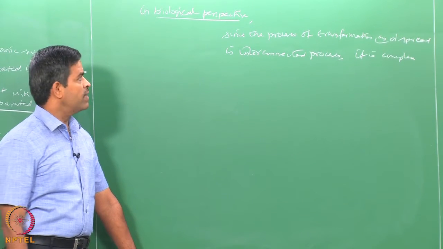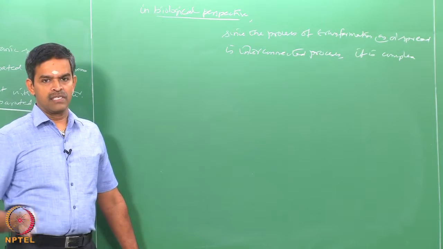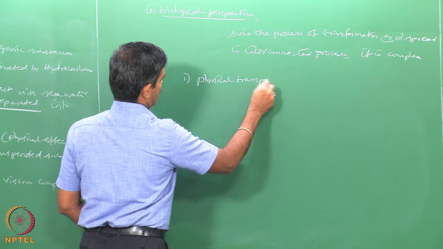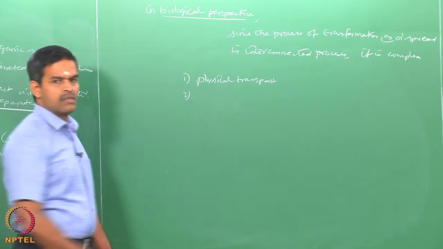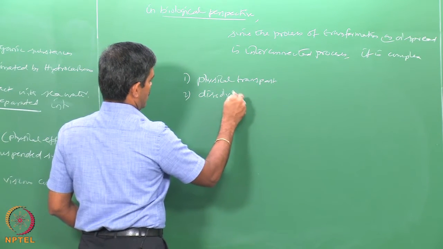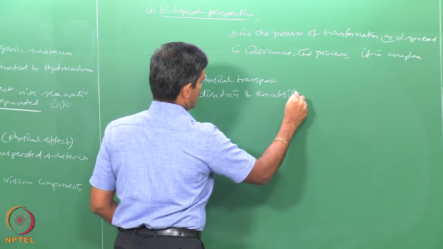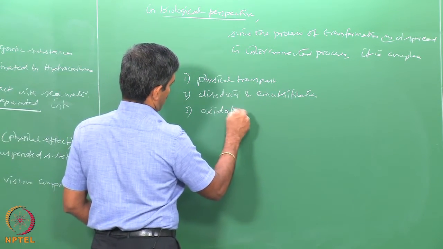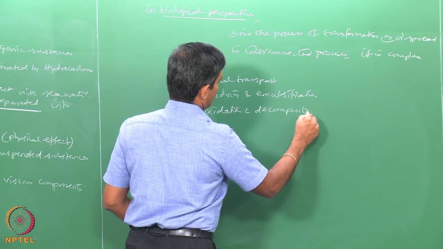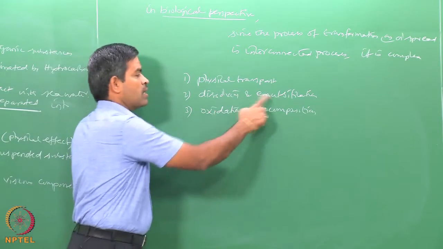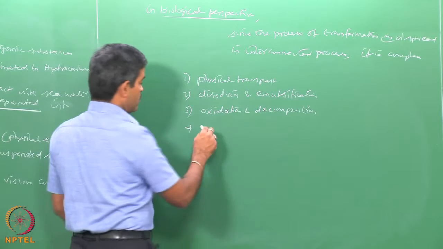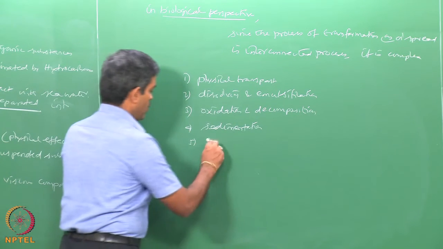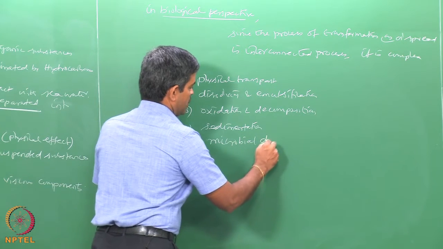What are the different stages when an oil spill migrates? Let us say first stage is a physical transport. The second stage could be dissolving and emulsification. The third could be oxidation and decomposition, because this takes more time relatively compared to that of dissolving and emulsification. Of course, this takes further more time to form sedimentation, and the fifth stage could be very long time, which is microbial degradation.